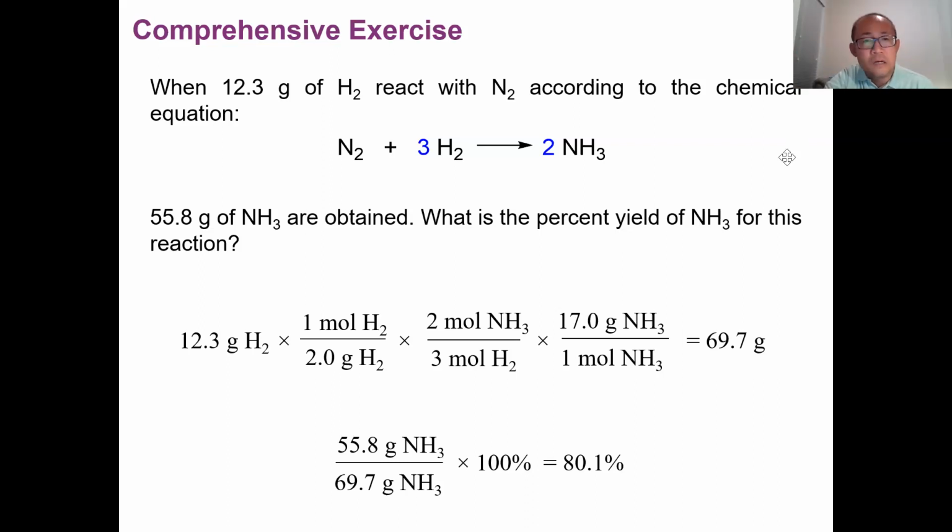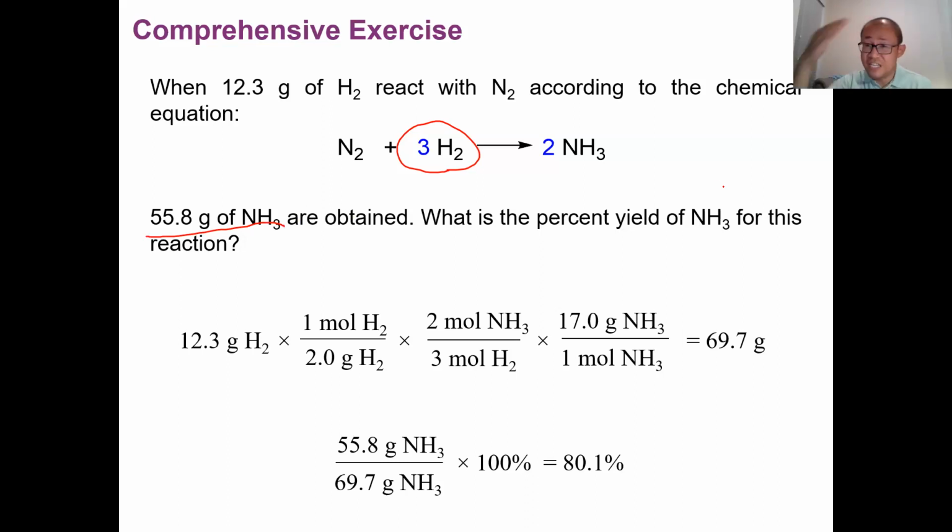They ask, when 12.3 grams of hydrogen, H2, react with nitrogen to produce ammonia, NH3. Okay, the reaction is balanced. You can see that I put the coefficients in different colors just to show you it is balanced, but you need to always double check if the reaction is balanced or not. And then they tell you 55.8 grams of ammonia are obtained. What is the percent yield?